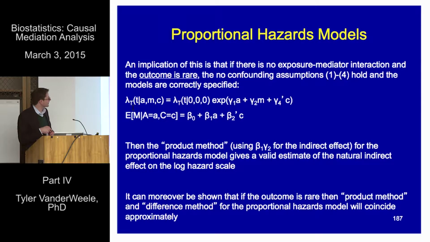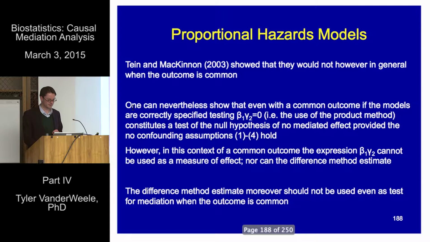Here, the product method, even if we don't have a rare outcome, will actually give us a valid test for mediation, but not a valid estimate. It will give us a valid estimate only if we have the rare outcome assumption. I think this hasn't quite been shown yet. I'm pretty sure that if the outcome is rare, then the product method and the difference method will approximately coincide for the proportional hazards model.